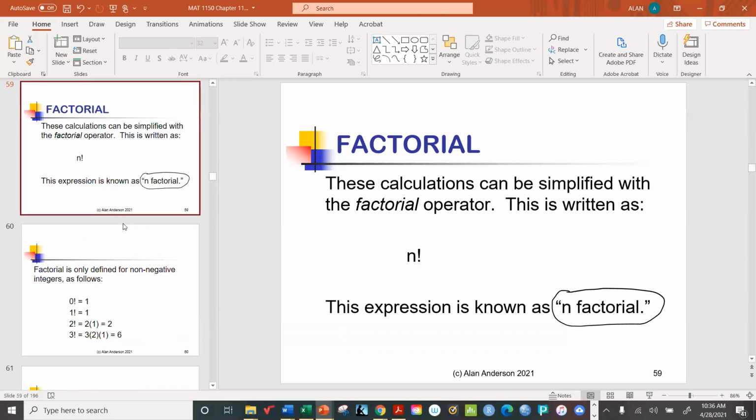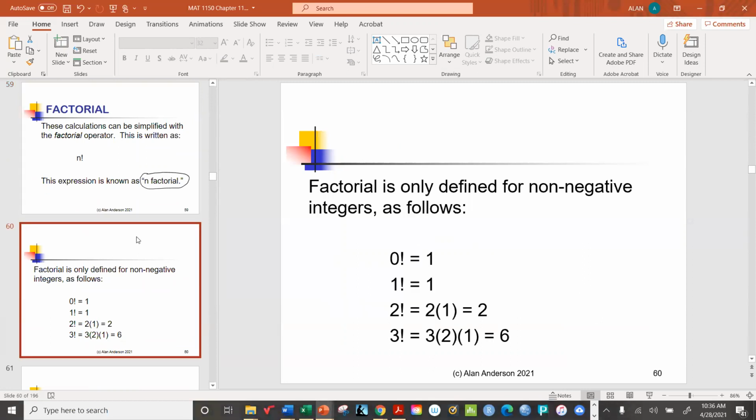Well, first, the first 2, 0 and 1, are defined to be equal to 1. In other words, 0 and 1 factorial are both equal to 1. Then it gets interesting. 2 factorial is 2 times 1. 3 factorial is 3 times 2 times 1. So you can probably see right there, that's a clue. You recognize this as the number of ways of parking 3 cars. It's not a coincidence.